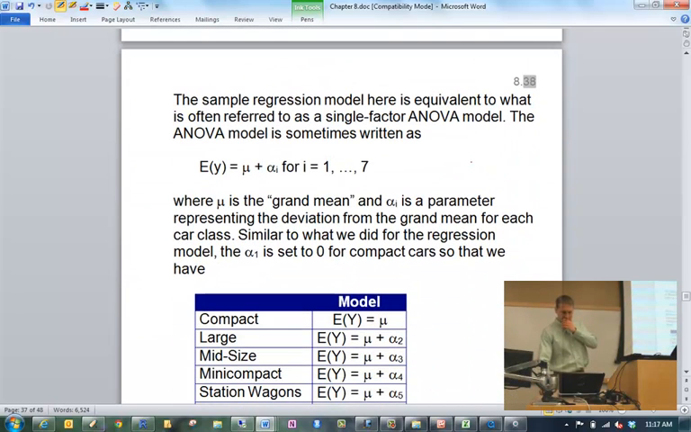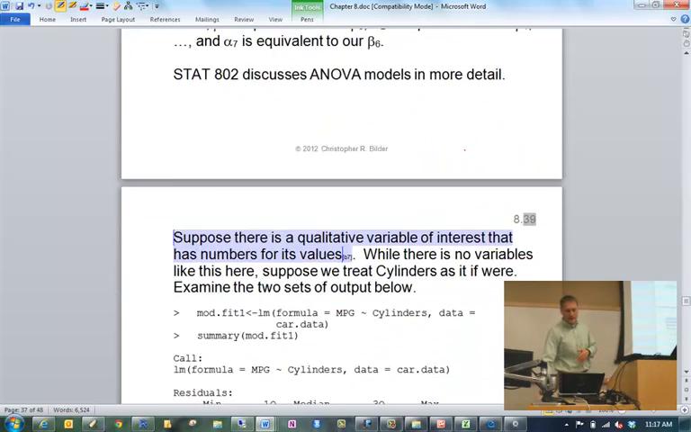Okay. Page 838, we've already basically discussed this. This is just to emphasize that an ANOVA model, which all of you should have seen if you took Stat 801, is equivalent to a regression model. This is now put into the context of this car miles per gallon example.